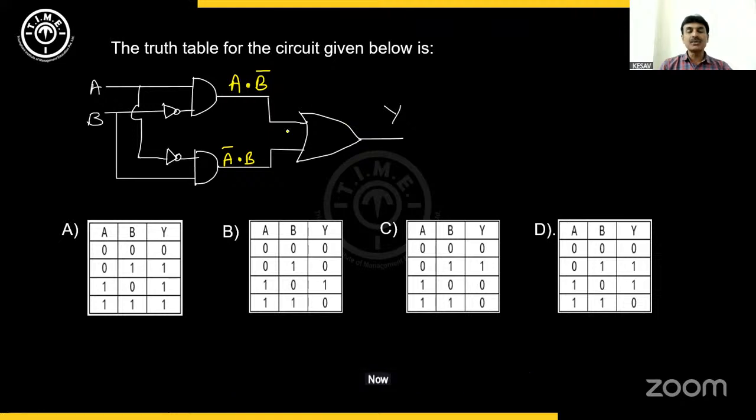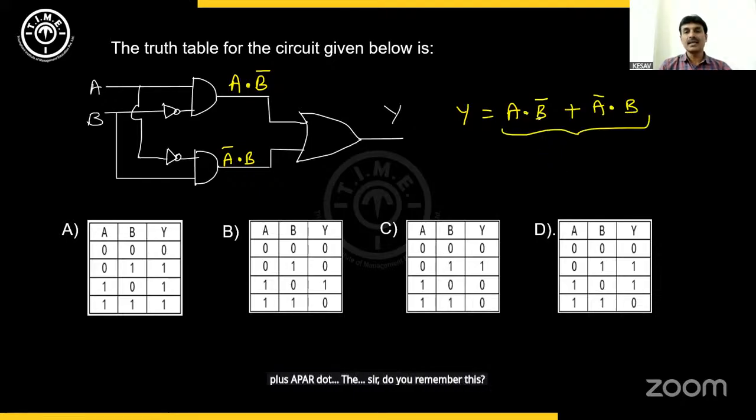Now these two inputs are fed to the OR gate. OR gate is simply addition. So your Y is A dot B bar plus A bar dot B. Now do you remember this combination? A dot B bar plus A bar dot B. This is nothing but the output of exclusive OR gate, right? XOR gate. So for XOR gate, output is high when inputs are dissimilar. In all other cases, it is 0.